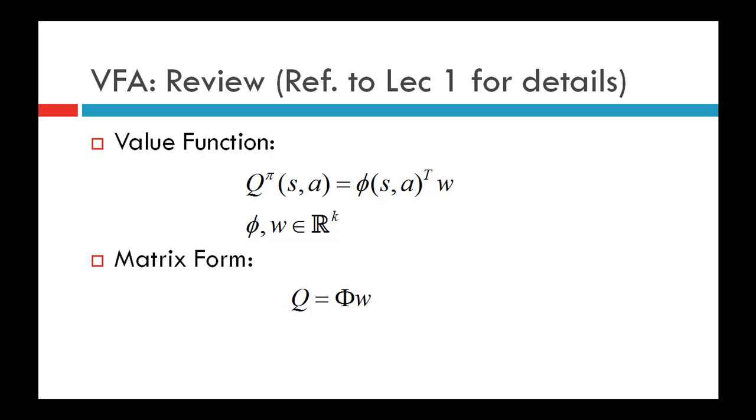and this basis function defines a unique vector for each state action pair, and the weight vector W is used for assigning the weight to each of the k basis functions. We have k basis functions for each state action pair, which are given by the components of this vector phi, and for each basis function we have a particular weight which is decided by the components of this vector W. So in the matrix form, this is given as Q equals phi times W.